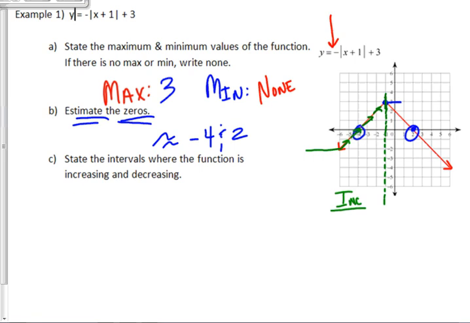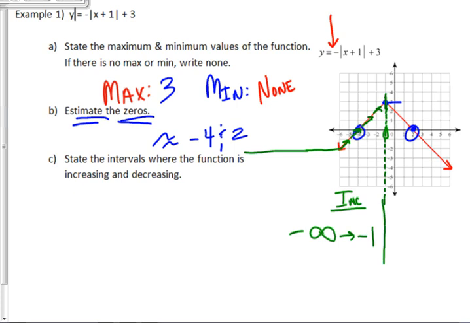And this graph goes on forever. So I could start this line way back here. So it's increasing from negative infinity, your x value, all the way up to negative 1. And that shows the increase.